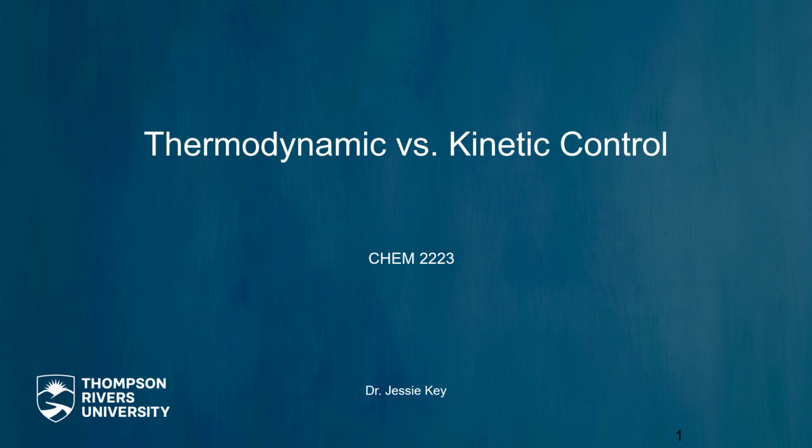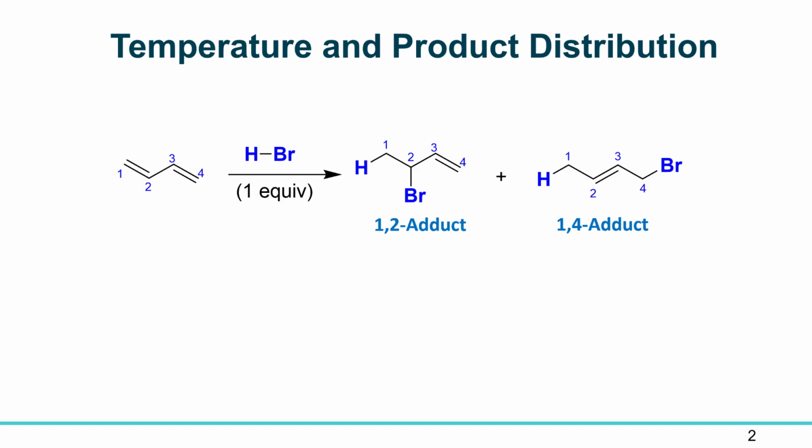In this slideshow, we're going to examine the effect of temperature on the product distribution of electrophilic addition to a conjugated diene and introduce the concepts of thermodynamic and kinetic control. We saw earlier that hydrohalogenation of a simple symmetrical diene, like butadiene, can yield two different products, the 1,2 adduct and the 1,4 adduct. However, the distribution of these products changes dramatically at different temperatures.